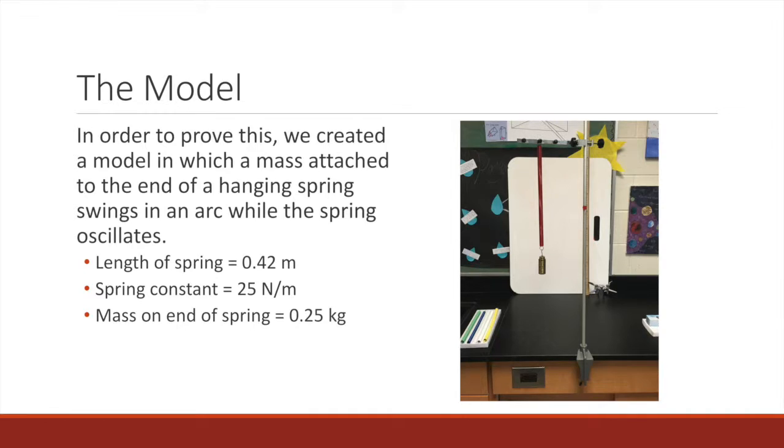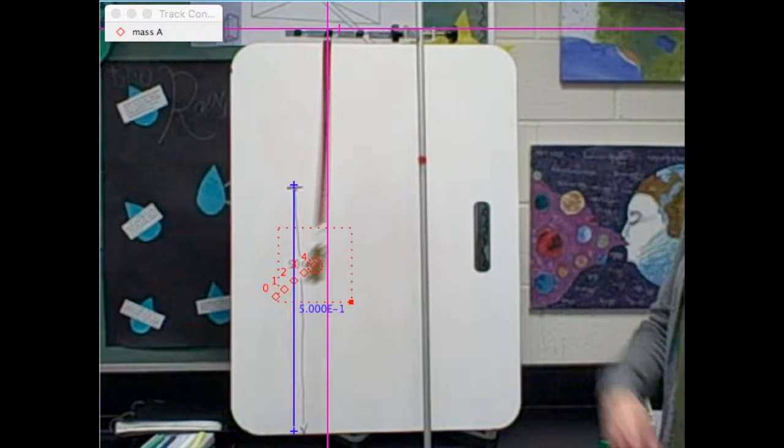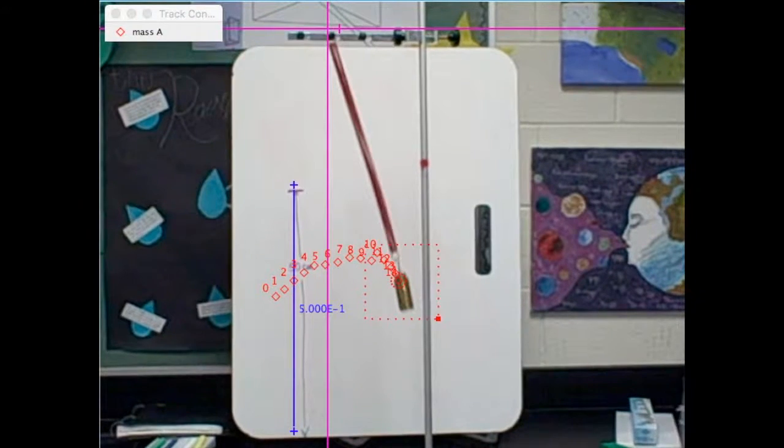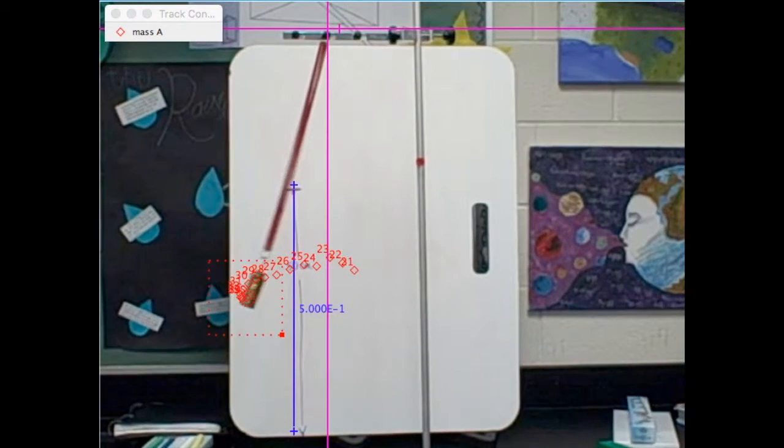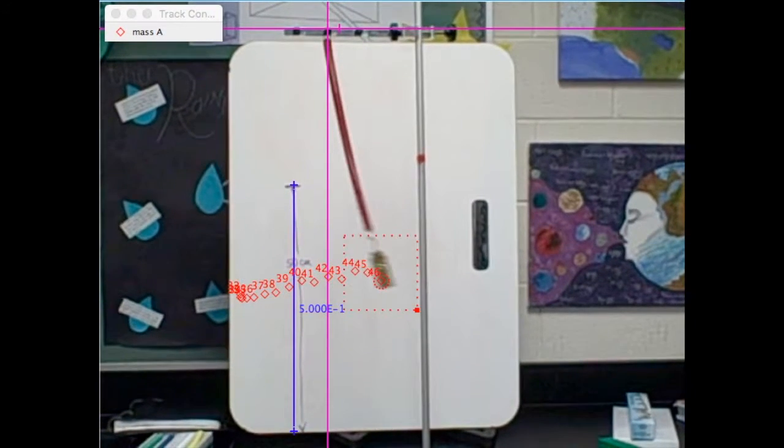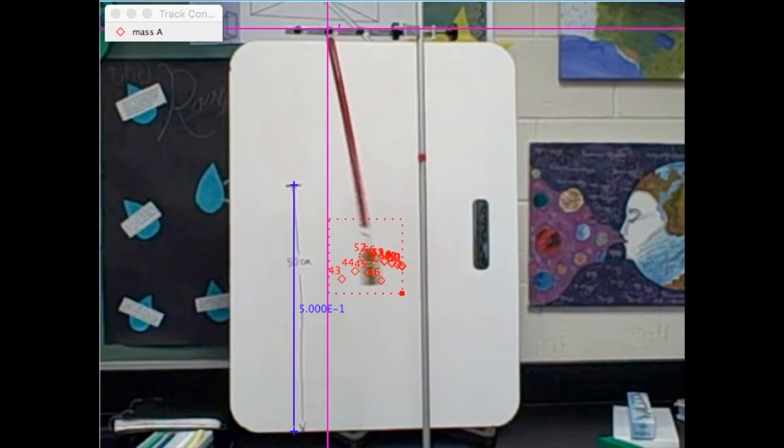In our model, the length of the spring was 0.42 meters, and the spring constant was 25 newtons per meter. The mass on the end of the spring was 0.25 kilograms. We recorded the motion of the model and imported it into the Tracker software. Using AutoTracker, we collected data about the horizontal and vertical positions of the mass at various points in time.